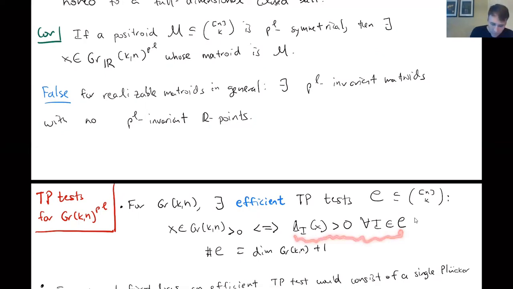And what I mean by efficient here, my technical definition, is that the size of the total positivity test is 1 larger than the dimension of the ambient variety. And the 1 larger comes from the fact that the Grassmannian is in projective space, and somehow you need to work in affine space, and so you add +1.